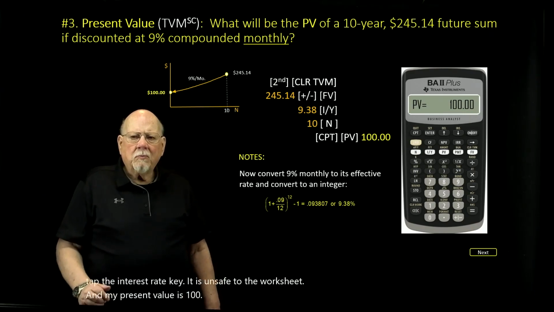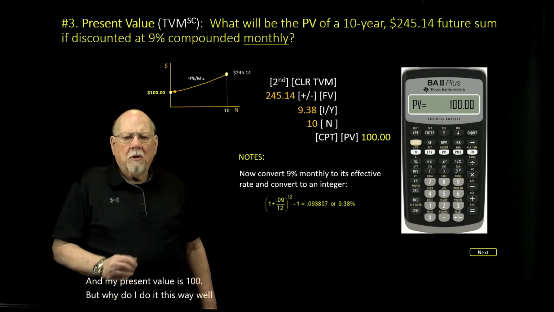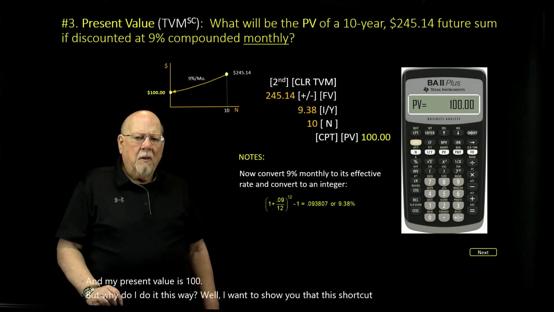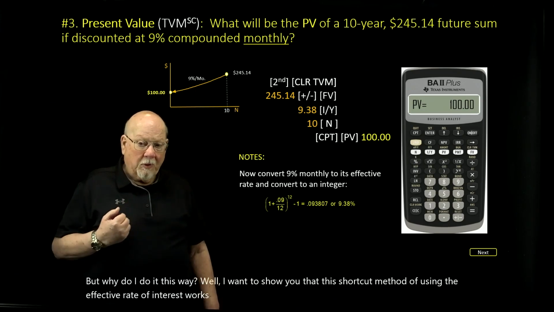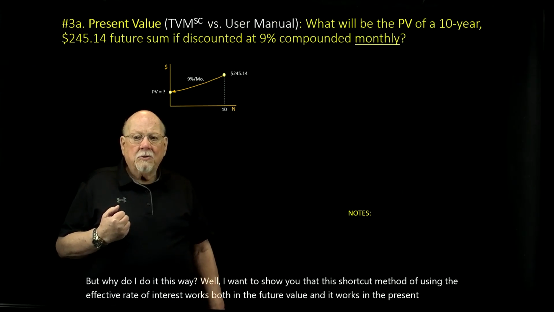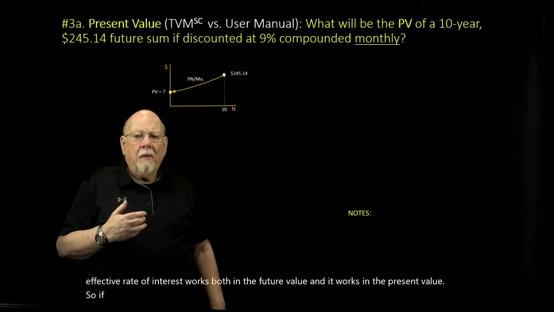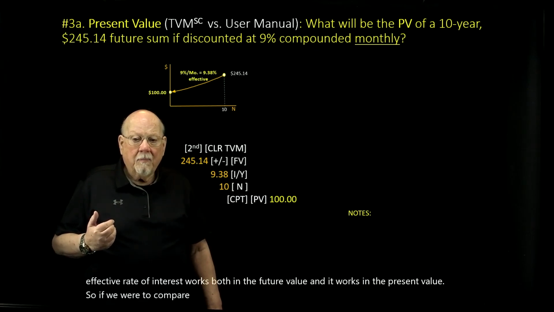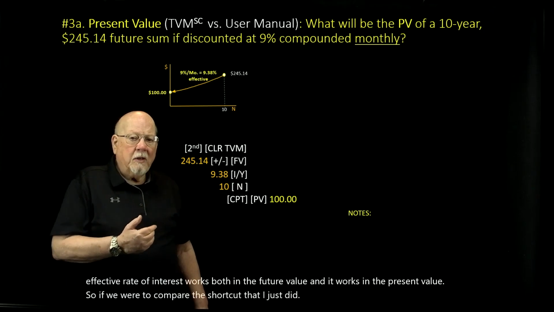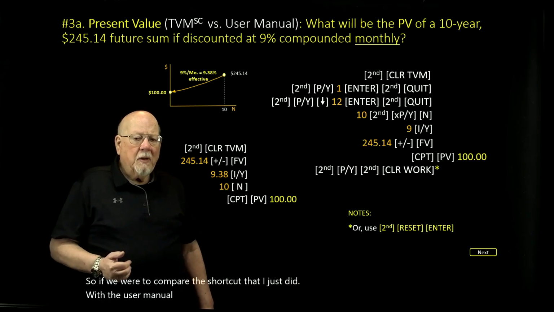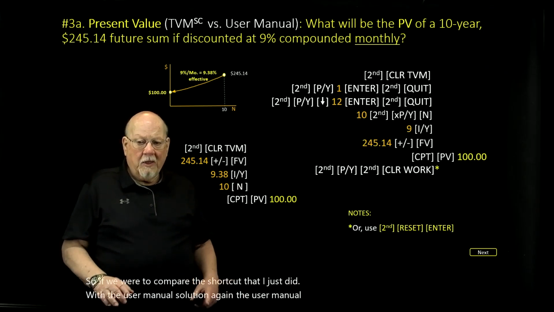Well, why do I do it this way? Well, I want to show you that this shortcut method of using the effective rate of interest works both in the future value and it works in the present value. So if we were to compare the shortcut that I just did with the user manual solution, again, the user manual solution is just the same as before.